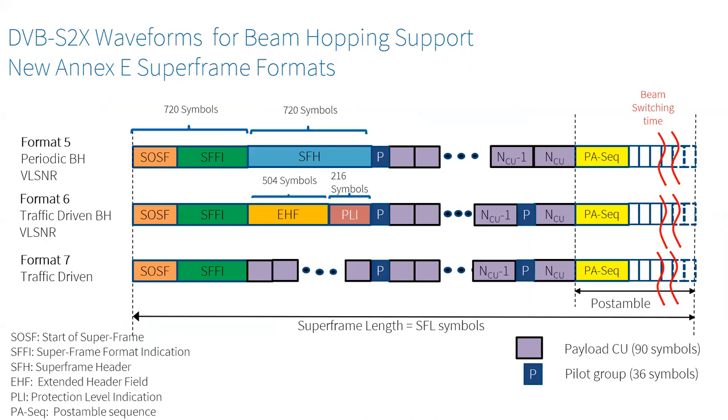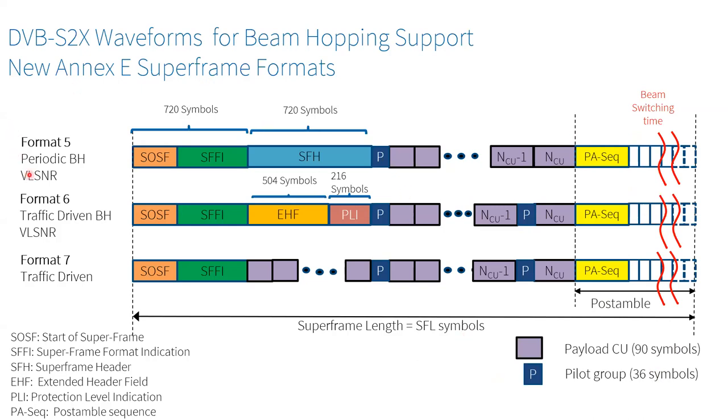In order to efficiently cover all possible scenarios and requirements, three formats shown here were defined. They are based on the existing superframe Format 4, but now in all of them the superframe length is a system parameter. At the end of the beam hopping dwell, before the beam hops to another cell, there is a postamble, which you can see here. It starts with a known sequence and then a set of dummy symbols, which should cover the beam switching time. Now, what's the difference between the three formats?